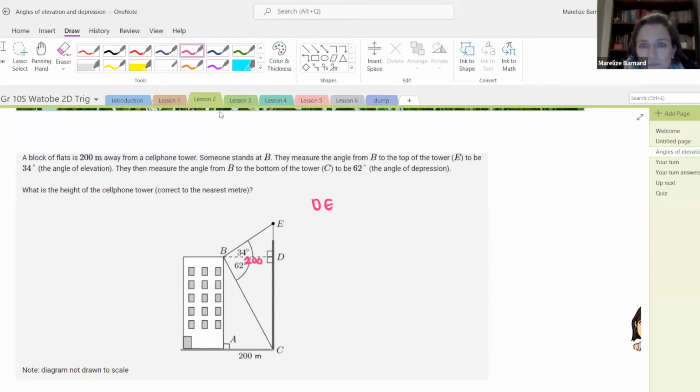Because, okay, and then, ma'am, we're going to say tan 34 equals ED over 200. After we've calculated the length of DE, what will we do next? Which length are we going to calculate next? DC. DC, that's right. Yes. Okay, thank you so much, Monica.